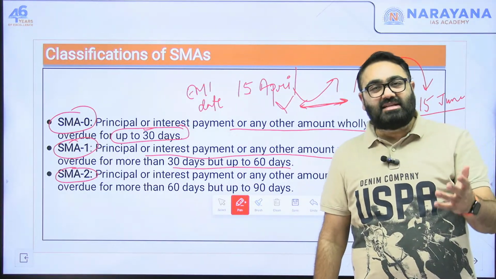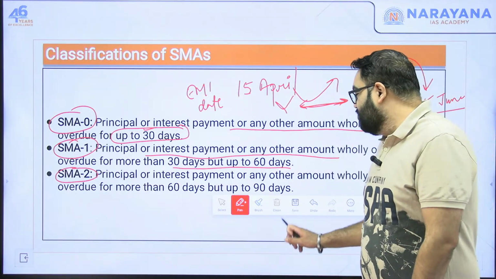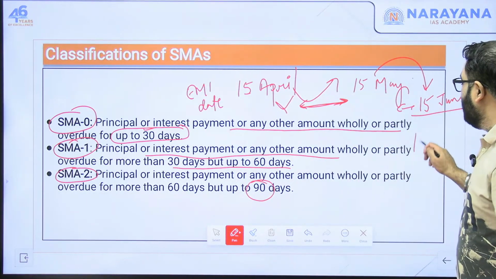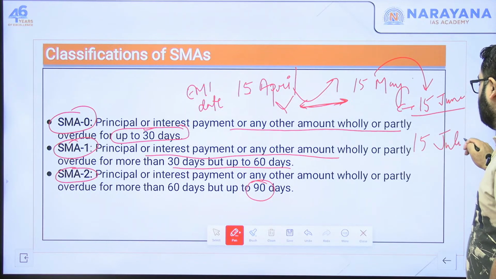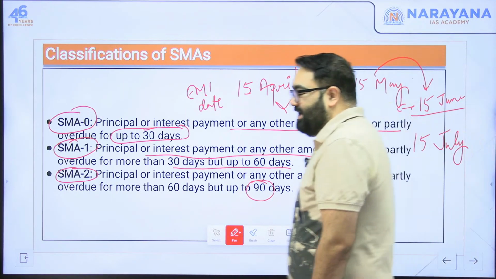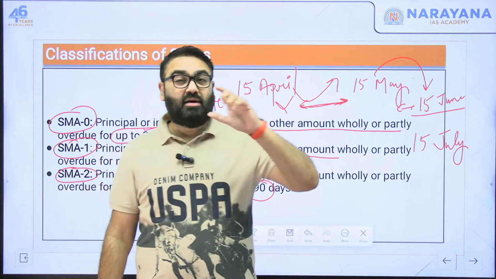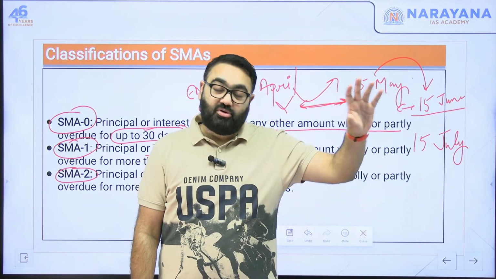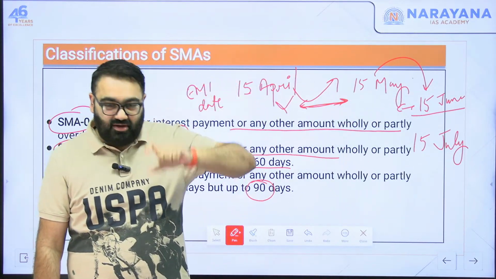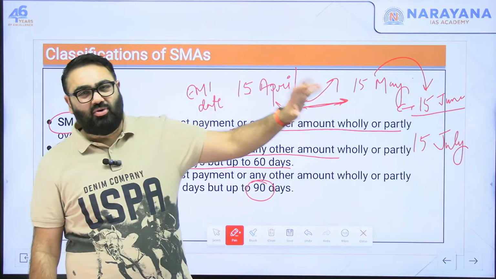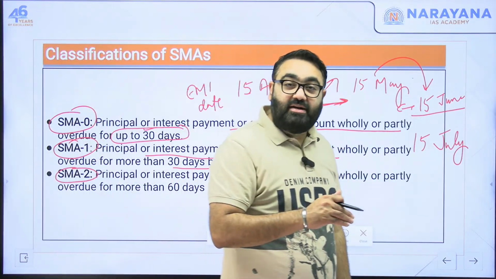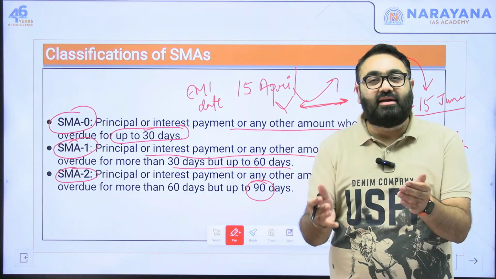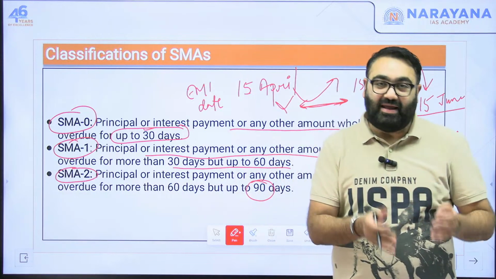And then the next category is SMA 2, when it goes up to 90 days. So if again no money comes back till 15th of July, then this account becomes SMA 2. So SMA 0, where the payment has been pending for up to 30 days. SMA 1, 30 to 60 days, SMA 2, up to 90 days. What happens after 90 days? As we just discussed in the introduction, after 90 days, it automatically converts into what you call an NPA.